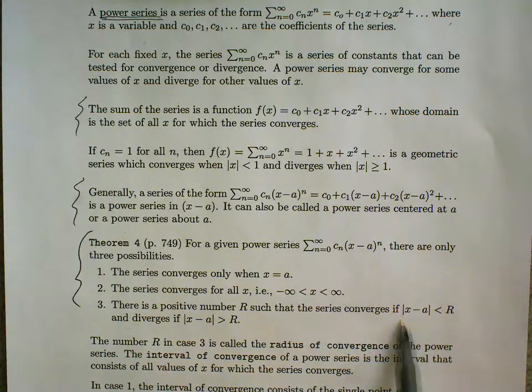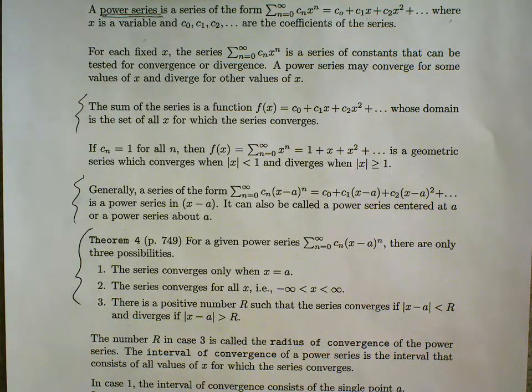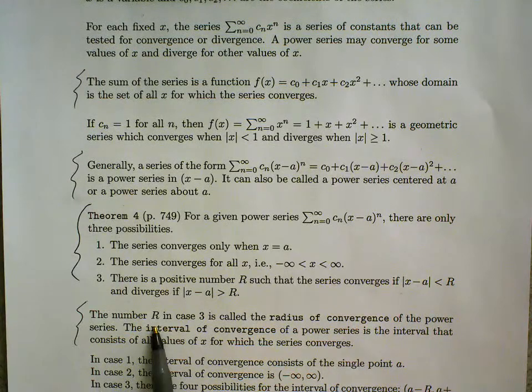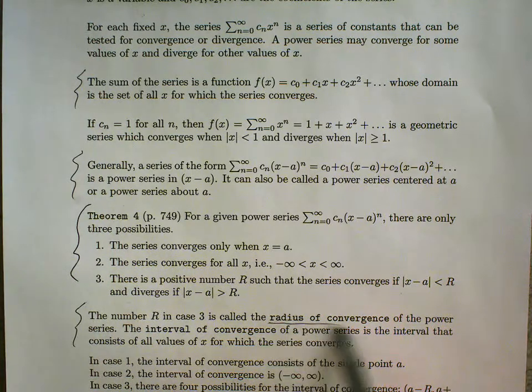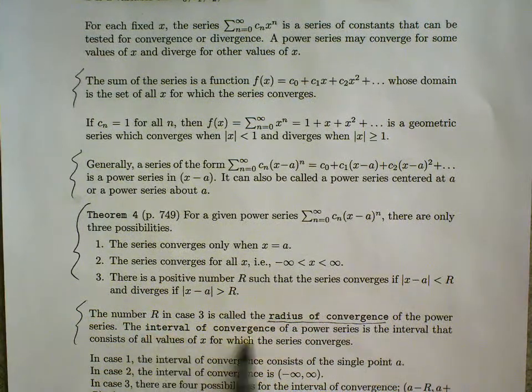The case where the absolute value of x minus a is exactly equal to R, those have to be tested individually with each power series. Okay, in the next paragraph, the number capital R in case 3 is called the radius of convergence of the power series. And the interval of convergence of a power series is the interval that consists of all values of x for which the series converges.